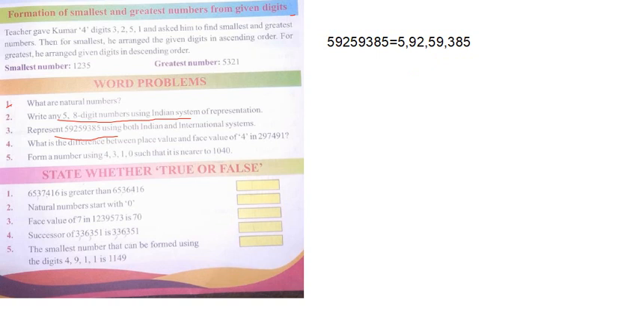In international system, I write here only. In international system, how to write this number? 59259385 is the number, no? Now put the commas, comma, comma, yes. Now how to read this?